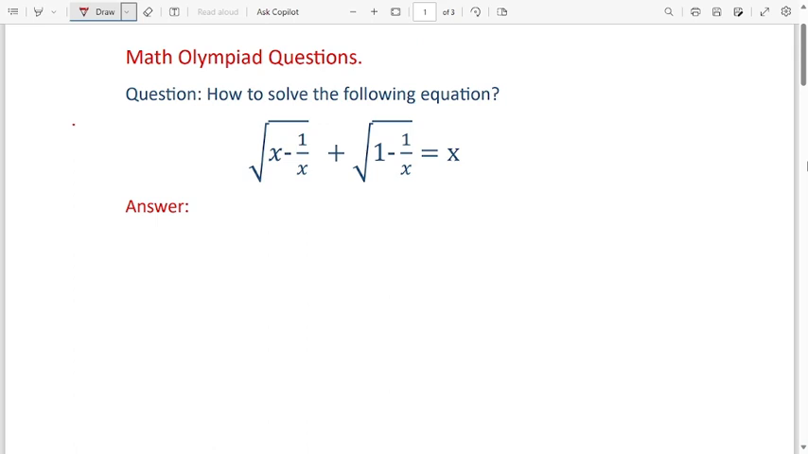Let's start the session. So we need to solve the equation: square root of x minus 1 by x plus square root of 1 minus 1 by x is equal to x. Before starting the solution, first we need to identify certain things. The question is: what will be the sign of x?